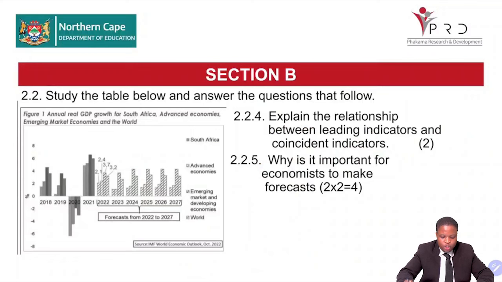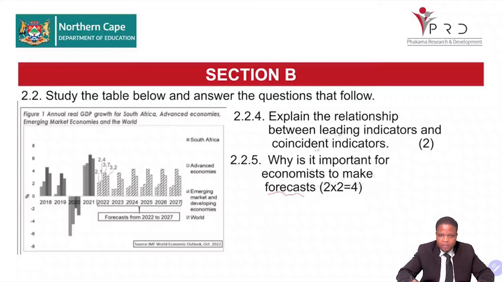Right, let's look at 2.2. So in 2.2, we're going to look at 2.2.4 and 2.2.5. Let's look at 2.2.4. It says, explain the relationship between leading indicator and coincident indicator. So on features underpinning forecasting, you find that there is a leading indicator, lagging, and coincident. So what is the relationship between leading and the coincident? For 2 marks. 2.2.5, why is it important for economists to make forecasts? Forecast, we learned, is the prediction of the future using the data that we have.